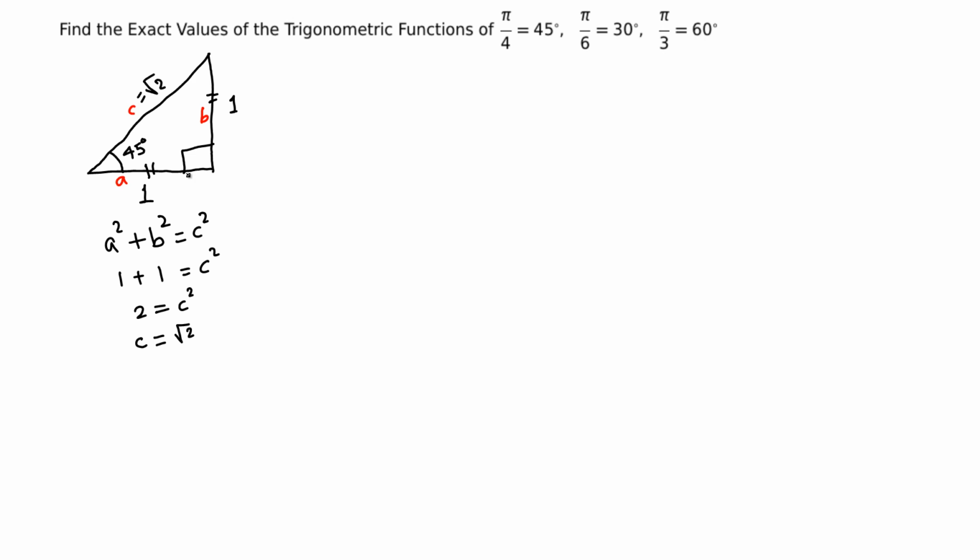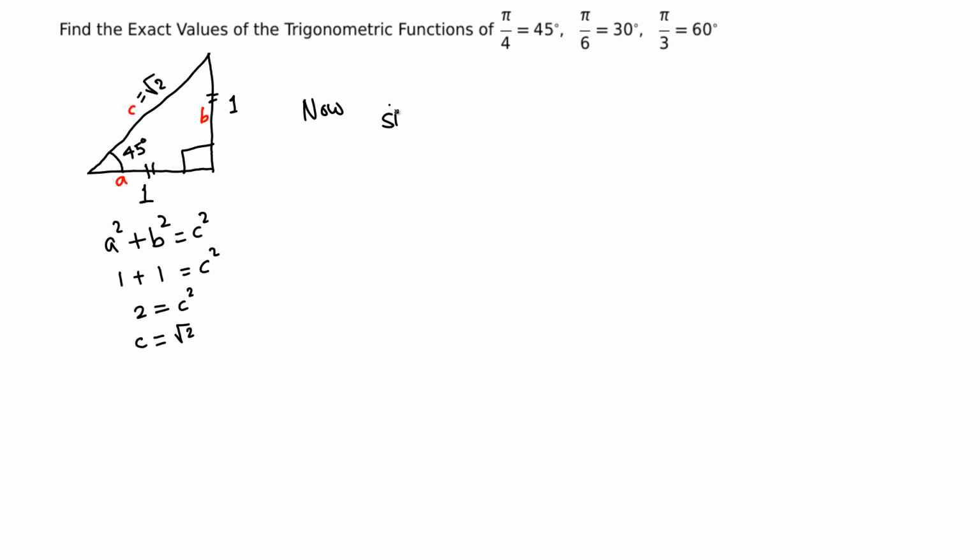In fact, we could have taken this side as x, and this would be x as well, and we would get root 2 times x. Same thing. Now we're going to find the exact values of these 6 trigonometric functions.